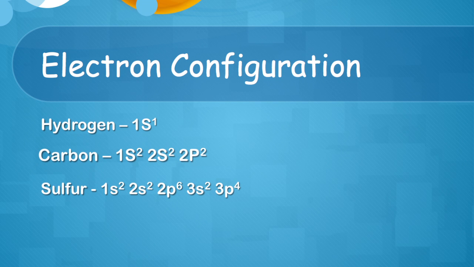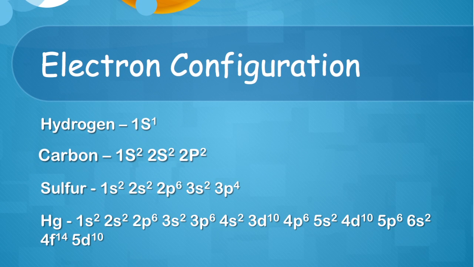Now let's look at a slightly different example. Let's look at mercury and see what the electron configuration is for mercury. Whoa, that's a lot of writing. So let's try to simplify this to make it slightly easier to write.